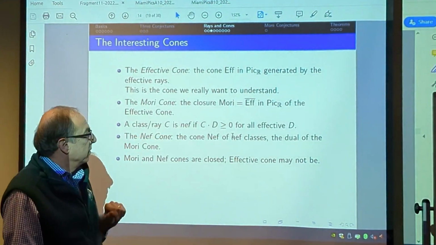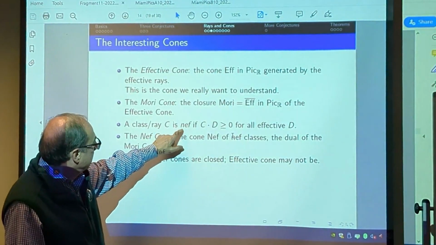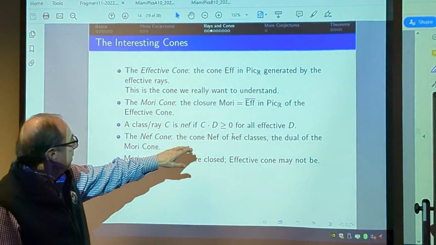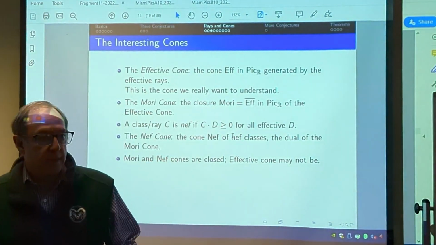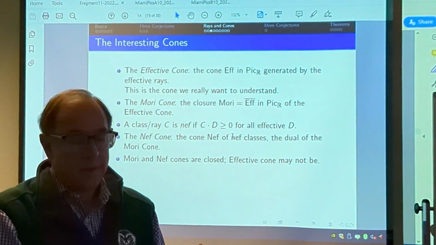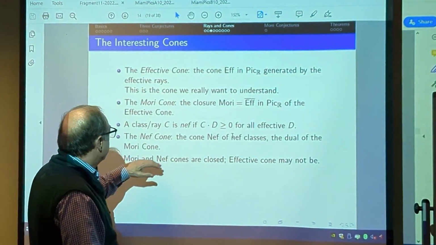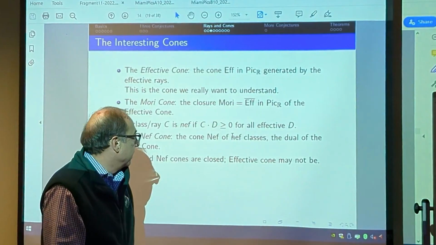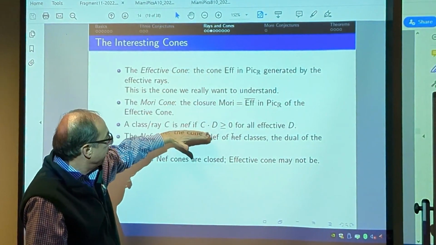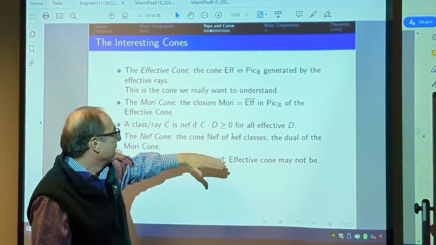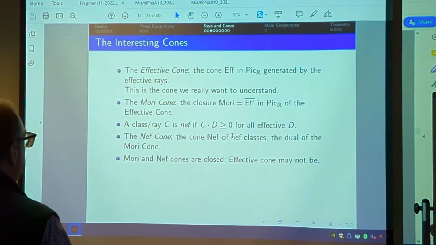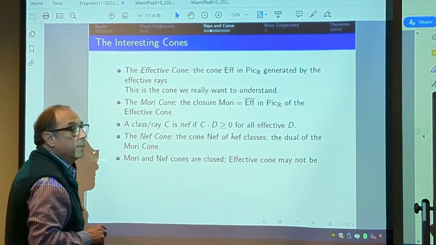Then you have what's called the Nef divisor. The Nef divisors are numerically eventually free, is what the acronym is supposed to be. It means that it meets all of the effective divisors non-negatively. Something that moves will meet any effective divisor non-negatively. And so the Nef cone is also a cone. It's the cone of the Nef classes, and it turns out it's the dual of the Mori cone. The Mori cone is the closure of the effective ones. The Nef things are the things that meet the effective ones non-negatively, and so they're dual to each other. So the Nef cone and the Mori cone are dual with respect to the intersection form. And they're both closed, but the effective cone may not be.